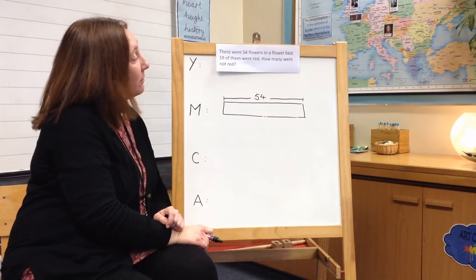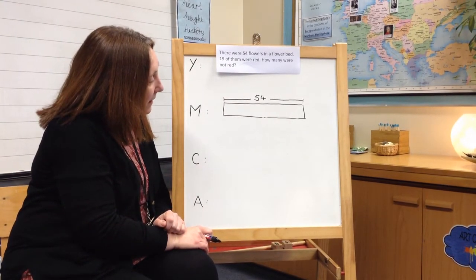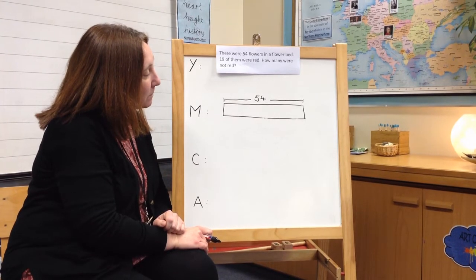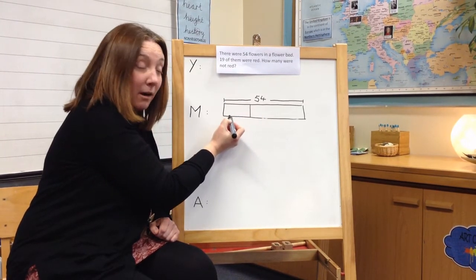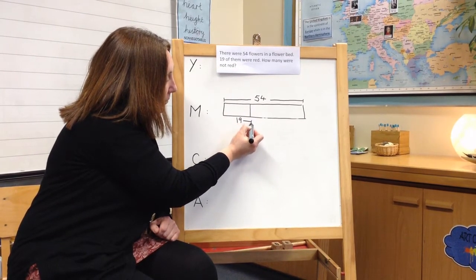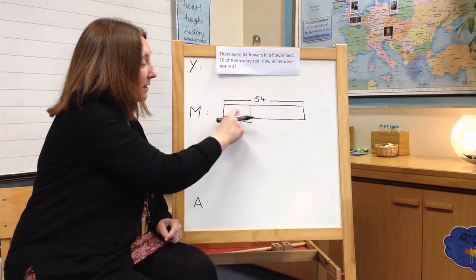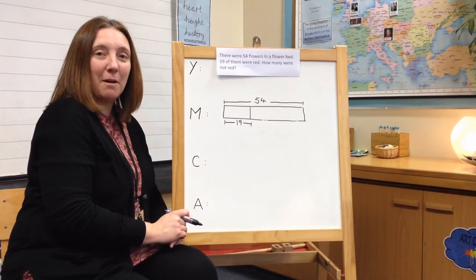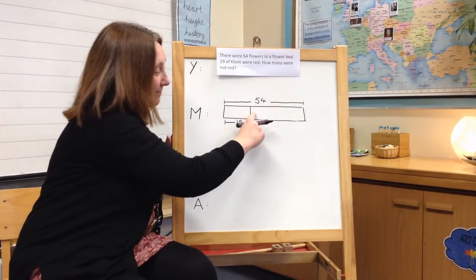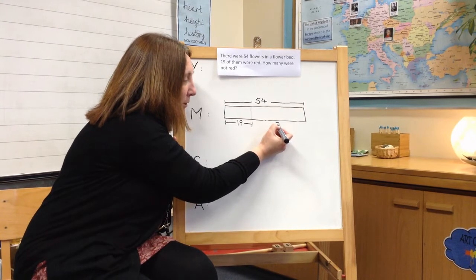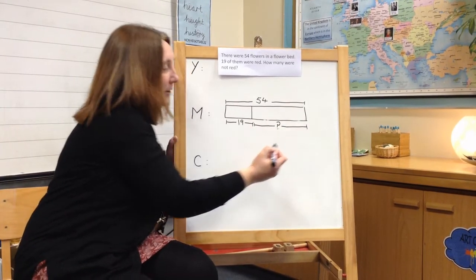What else do we know about that 54? Well, it tells us that 19 of these are red. So I need to estimate approximately where 19 would be. I think 19 would be slightly less than halfway. The value of this part now is 19. I must put on those horizontal lines. How many were not red? So this is the part that's red. So where will the question mark go? Which part of that bar is representing the flowers that are not red? It's this part here. Remember, we must put the question mark in and then show with our horizontal line what the question mark value is.